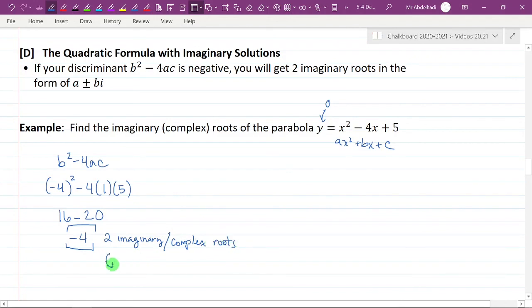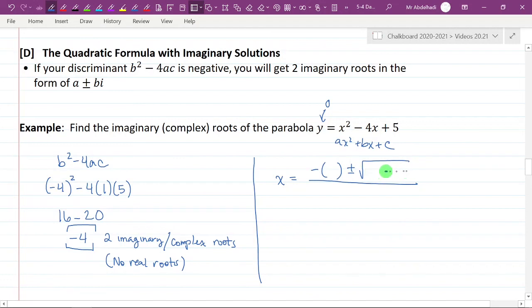Okay, no real roots. Prior to this, we would stop and say no real roots and we wouldn't bother using the quadratic formula. But now we're going to use the quadratic formula to actually find out what those two complex roots are. x equals -b plus or minus the square root of b squared minus 4ac, which we already know is -4, so we'll just put that in there, over 2a. Now b we said was -4, a was 1, so we get 4 plus or minus the square root of -4 over 2 times 1, which is 2.